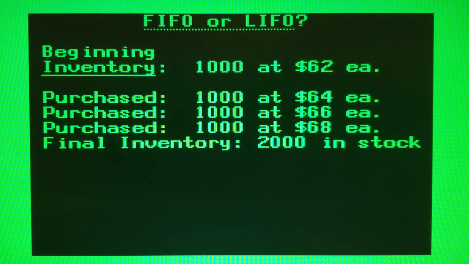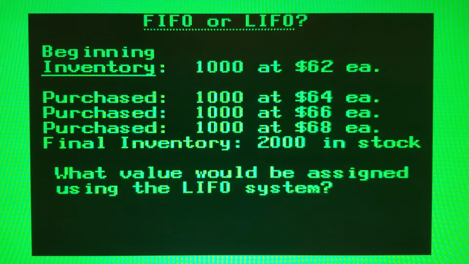If 1,000 motors at $62 were beginning inventory, 1,000 were purchased at $64, 1,000 at $66, and 1,000 at $68, and at the final inventory there were only 2,000 in stock, FIFO would assign them an average value of $67. What value would be assigned using the LIFO system?